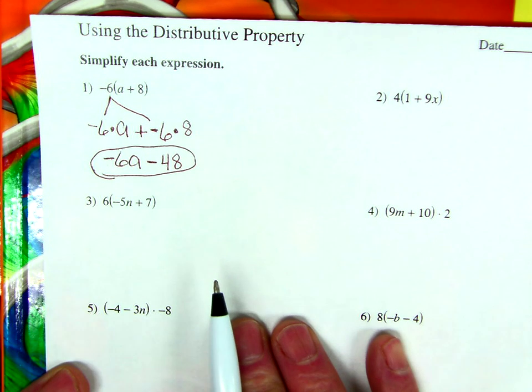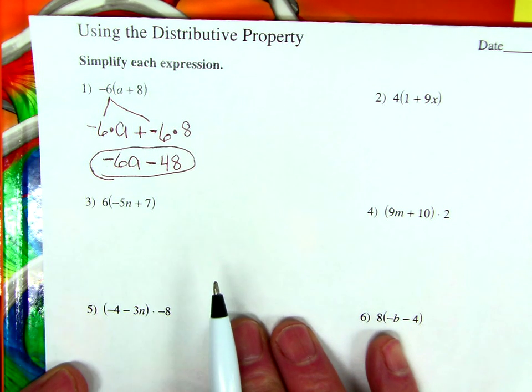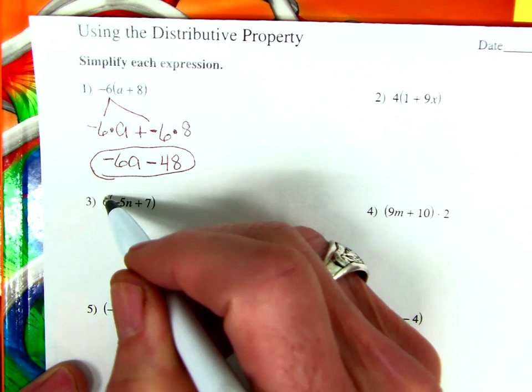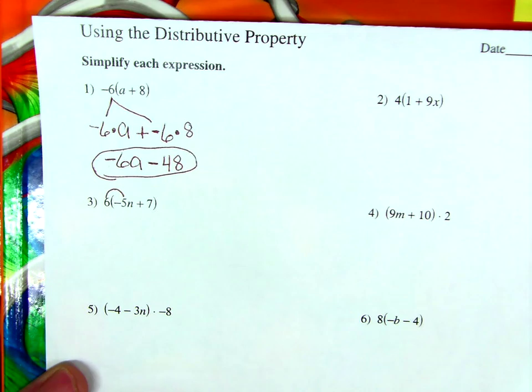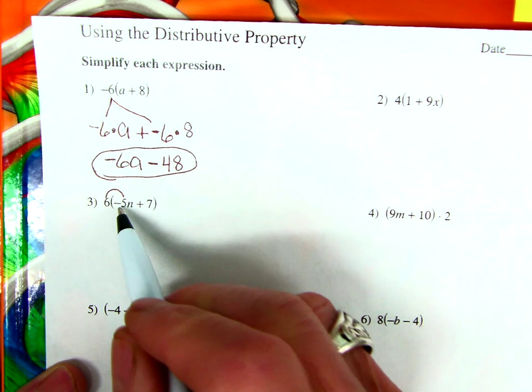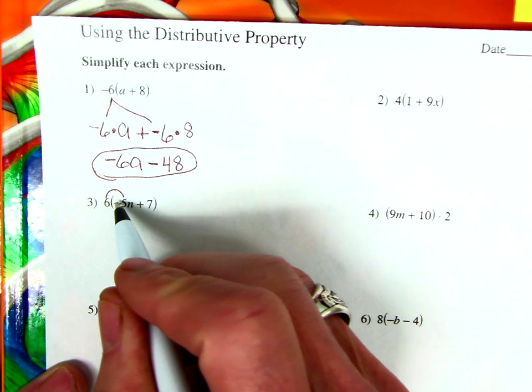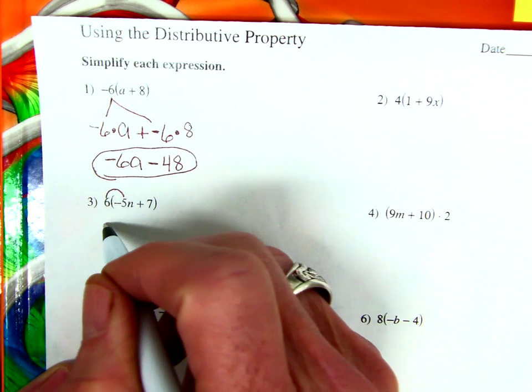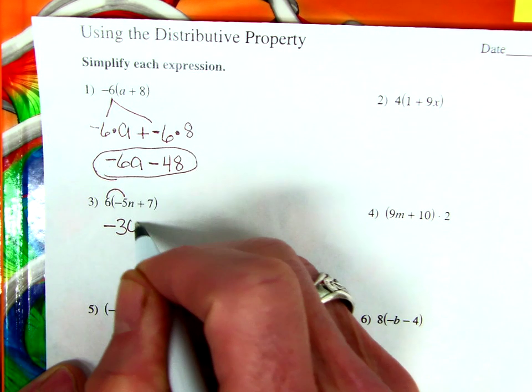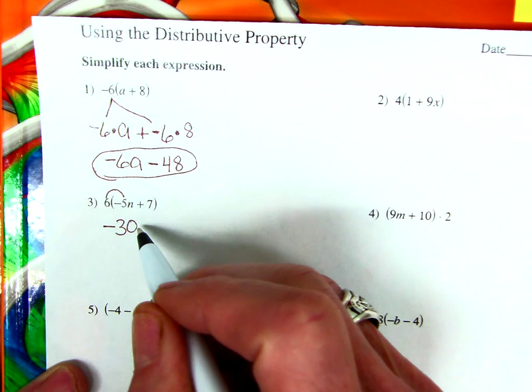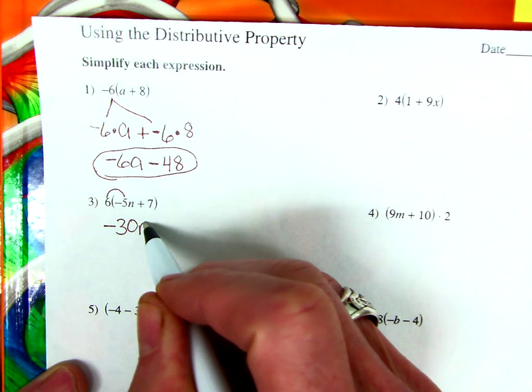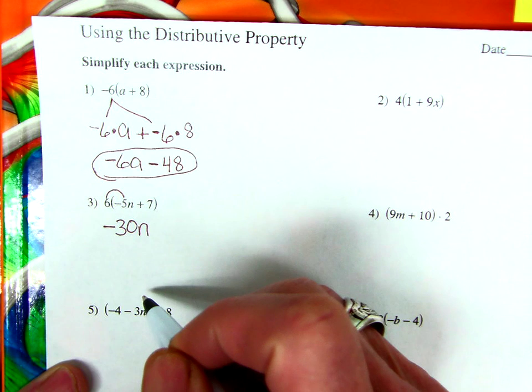Now, when I do these, I use what I call loops. I just draw a loop to what it is I'm multiplying. I'm multiplying the 6 and the 5, and the 5 is negative. 6 times -5 is -30. In that multiplication, there was an n involved, so I have to bring it along. -30n.